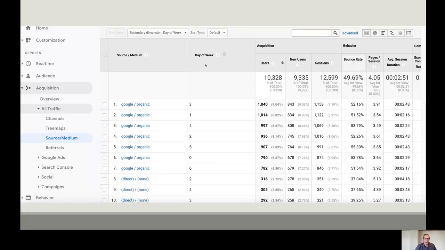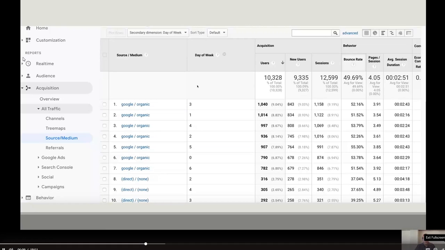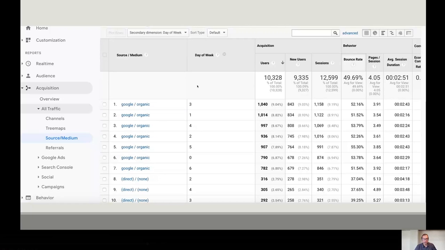So you have 7 days of the week. What this secondary dimension now does is it segments the traffic coming from a particular medium-source combination on the basis of the day of the week. You can see that the organic clicks coming from Google are the highest on day number 3, which is Tuesday, since day 0 is Sunday. So this is Tuesday, right? And you get the maximum number of users from the organic clicks on Google on Tuesday, right?